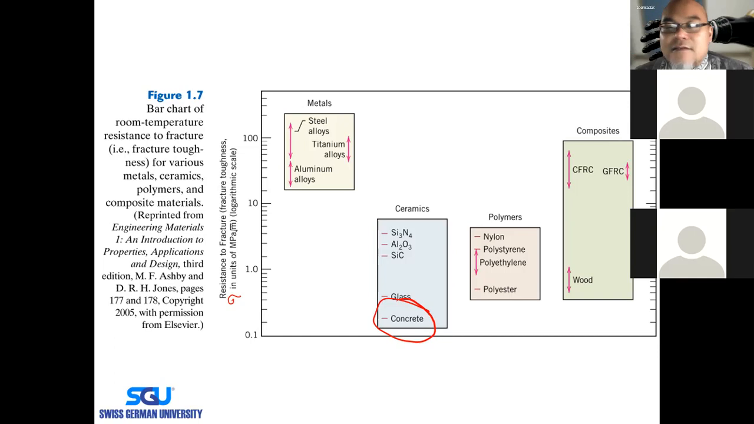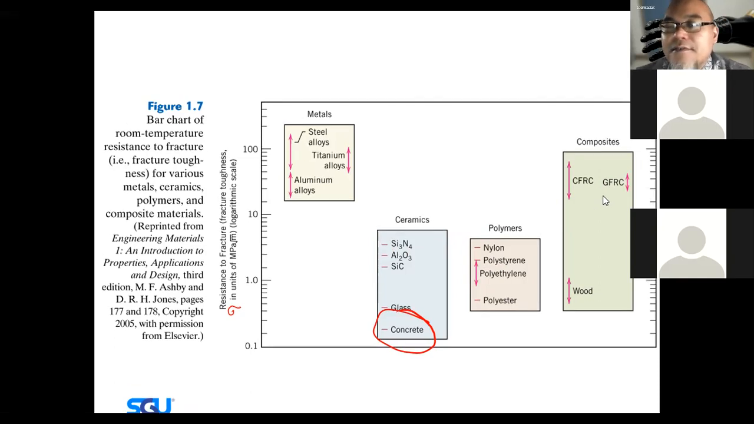How to prevent the building from failure? Usually they put in a composite structure. For example, they put different types of fiber inside the concrete material to make it stronger. This is also the reason why you need the steel skeleton in a concrete building. The steel skeleton strengthens the building structure. If you build the building entirely from concrete, it will break easily, even when the earthquake is very small. Then polymers have higher toughness compared to ceramics. Then composites have a wide variation of fracture toughness.